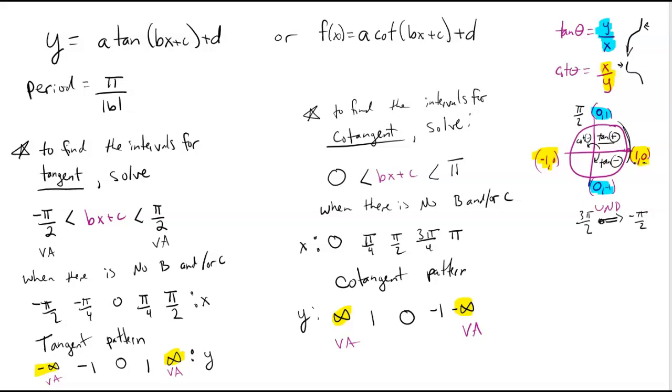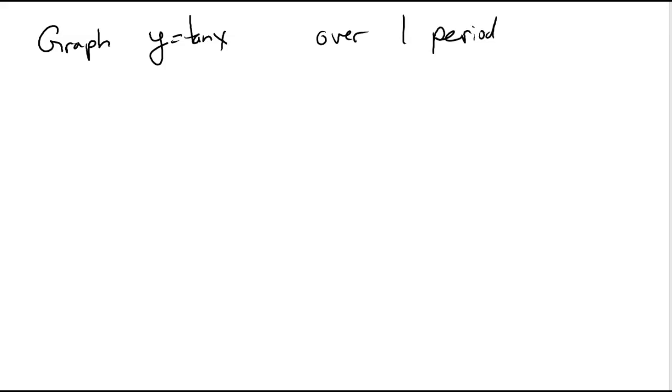Okay, so now that we've got some patterns, let's figure out how to graph this. Let's graph some parent functions over one period. We'll graph tangent first, and then we'll graph cotangent. Again, it's a good habit, even though these truly don't have an amplitude, they have the a value. It's important to be thinking about how that a value affects your graph. It's a positive 1, so it's not really affecting our graph.